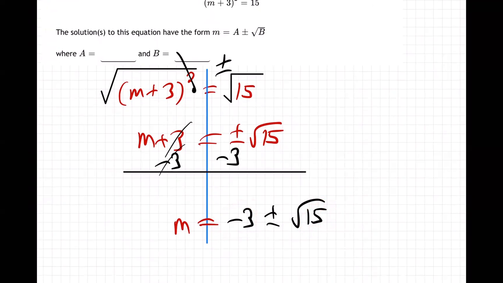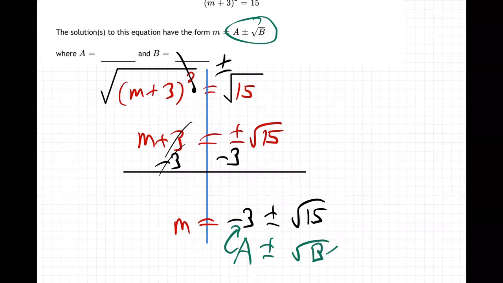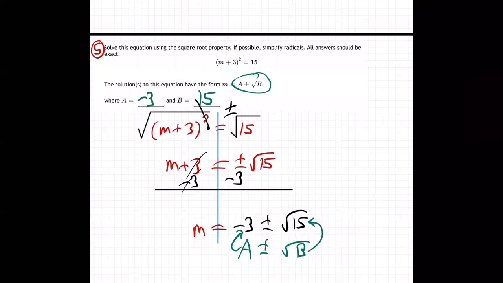That's basically our answer, because they ask us in the beginning to find a plus or minus the square root of b. So our a is the negative 3 and our b is the 15. So a is negative 3, b is 15. And so there we go.